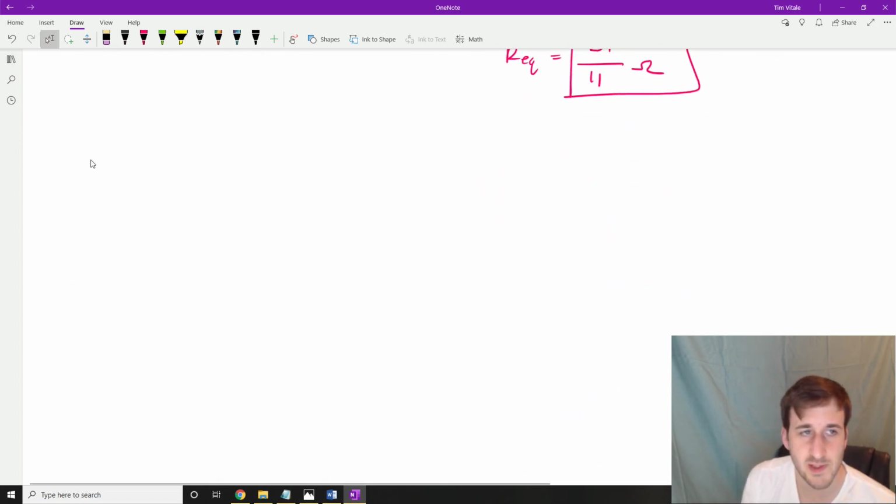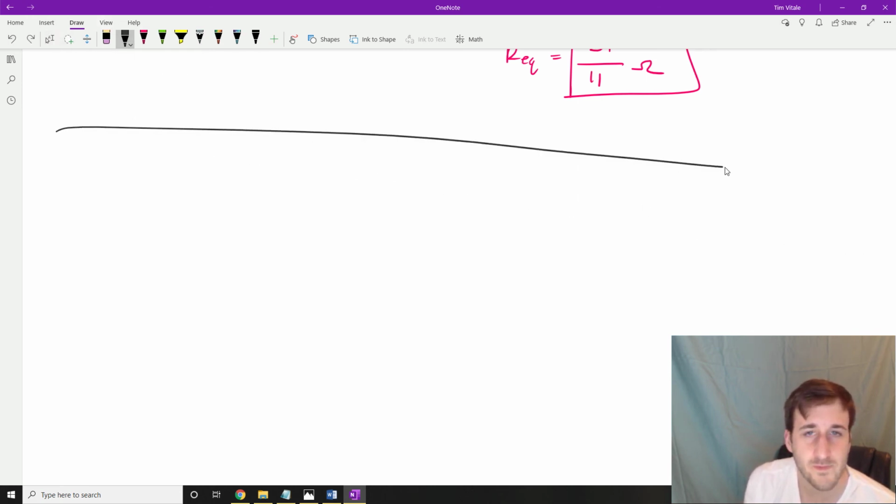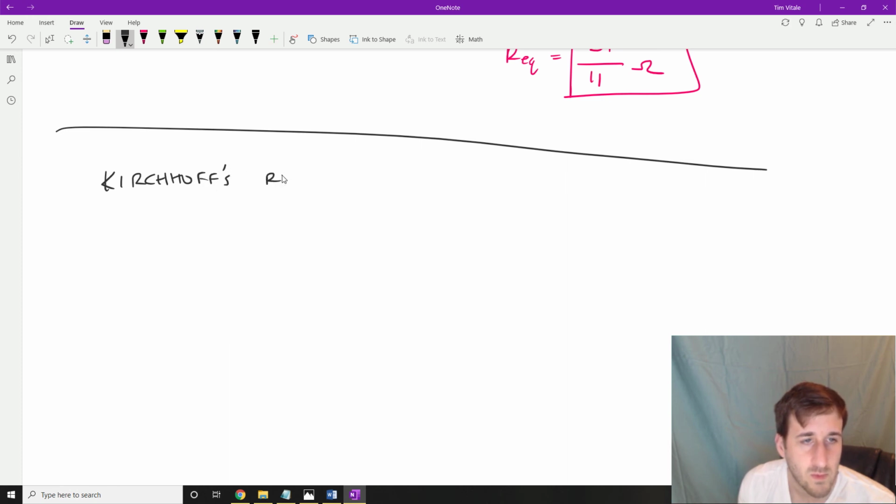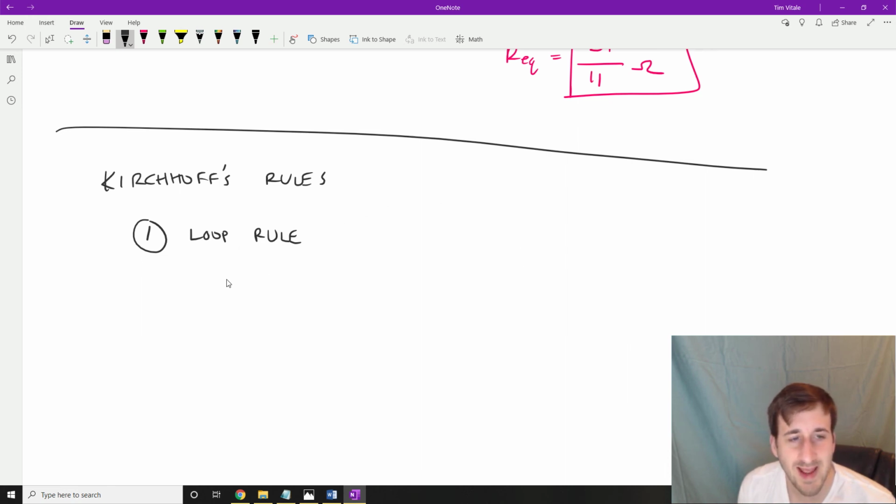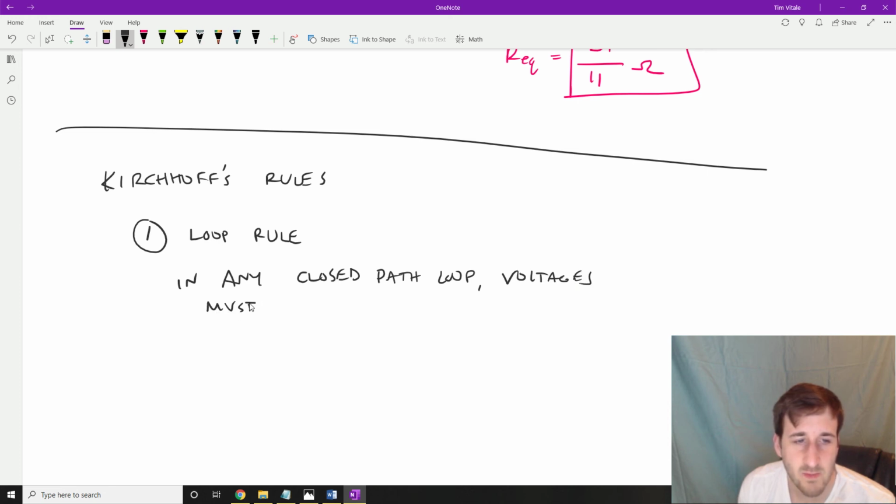Let's finally move on and start talking about how to do circuit analysis and Kirchhoff's. Let's talk about Kirchhoff's. There's 2 rules. Pretty straightforward. Rule number 1, we'll call it the loop rule. The loop rule says that in any closed path loop, the voltages must add to 0.